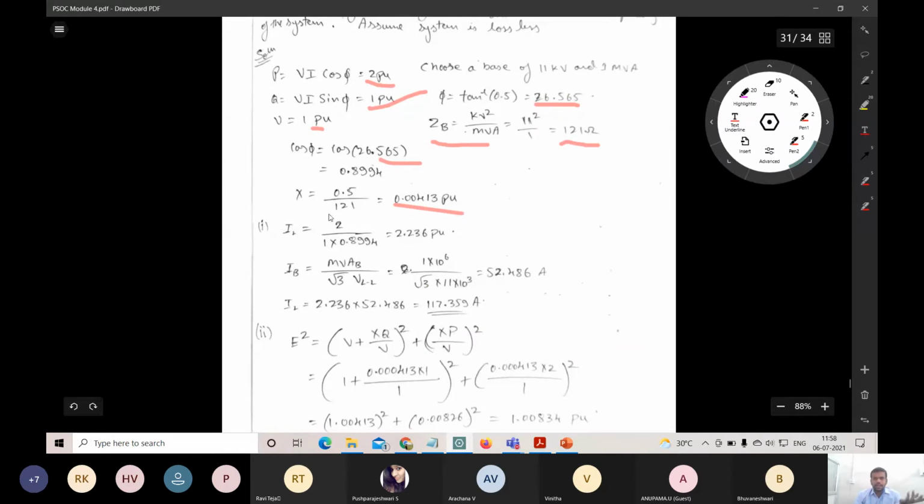Load current, base current. So if you want to calculate the load current, use this equation. P is equal to VI cos phi. VI cos phi is equal to 2 per unit. So I is equal to 2 divided by V into cos phi.